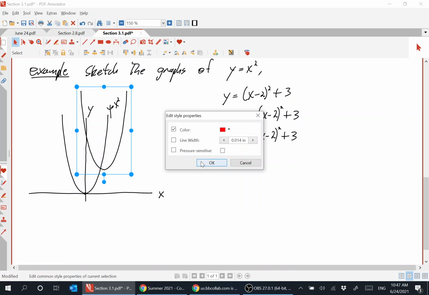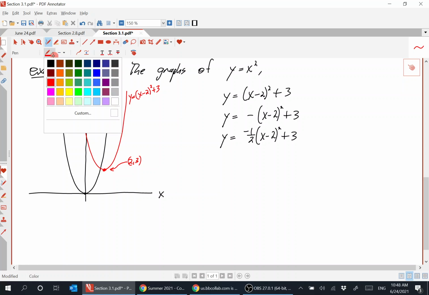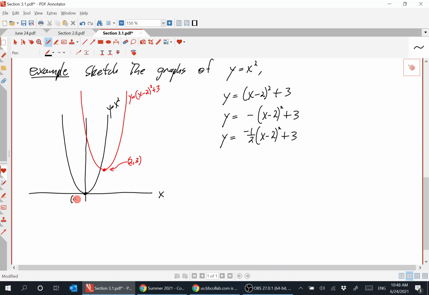Let's make it red. Let's get rid of that. So that was y equals x squared, and the red one is y equals (x minus 2) squared plus 3. So this point right here, instead of being 0, 0, you shift right 2 up 3. So this is the point 2, 3. And right down here, of course, is the origin, 0, 0.